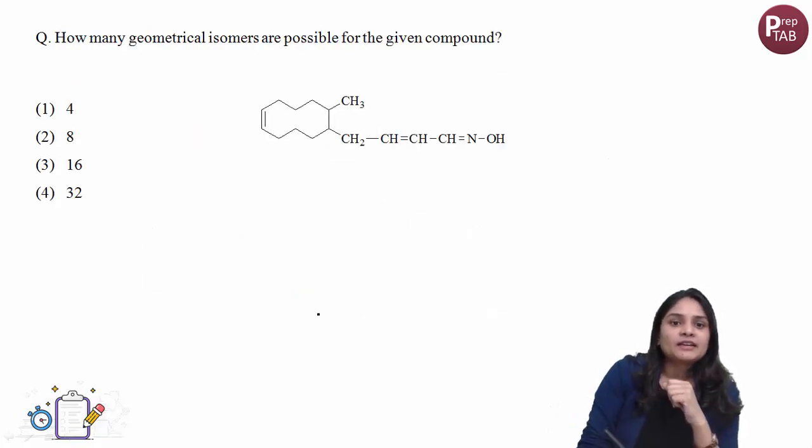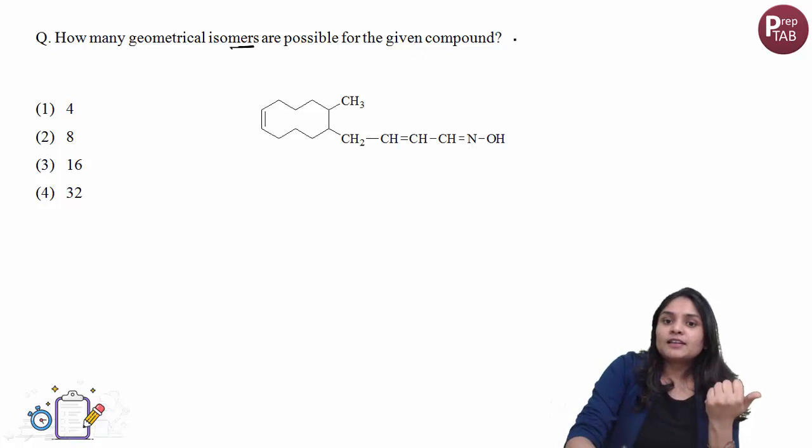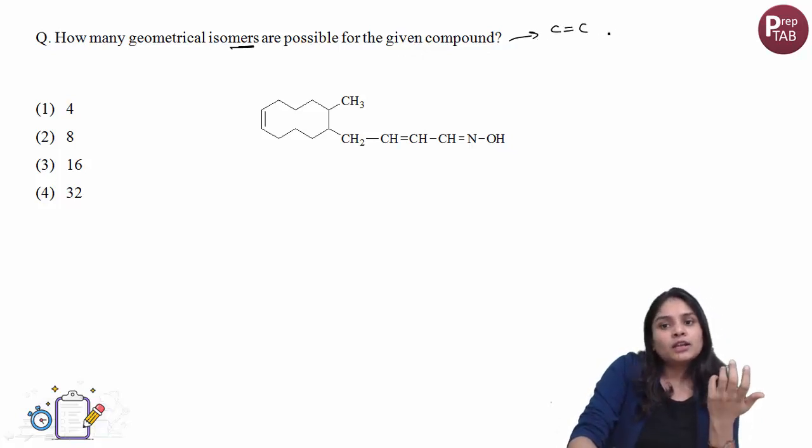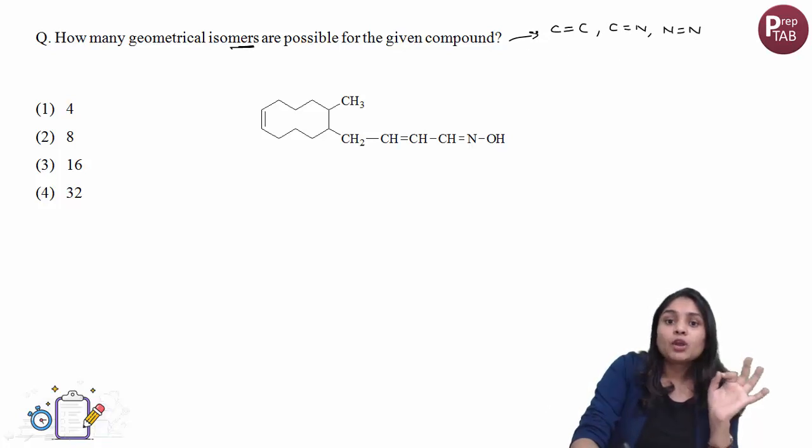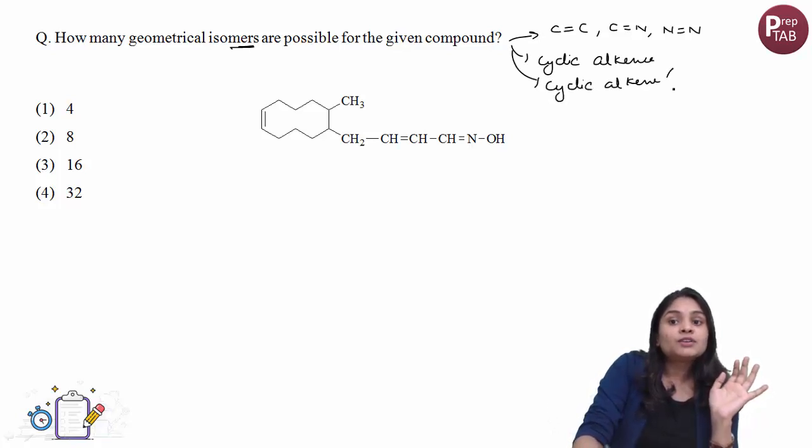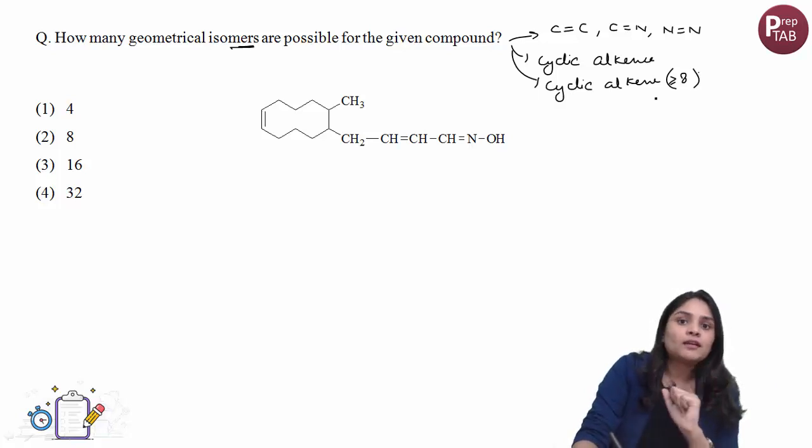Okay. Next question, how many geometrical isomers are possible for the given compound? Geometrical isomers की बात कर रहे हैं तो डबल बॉन्ड देखो, या तो C double bond C, C double bond N और N double bond N, और cyclic alkenes पे substituent देखो. If we are talking about cyclic alkenes, तो ring should be 8 or more than 8 carbon atom. This is the rule. ठीक है?